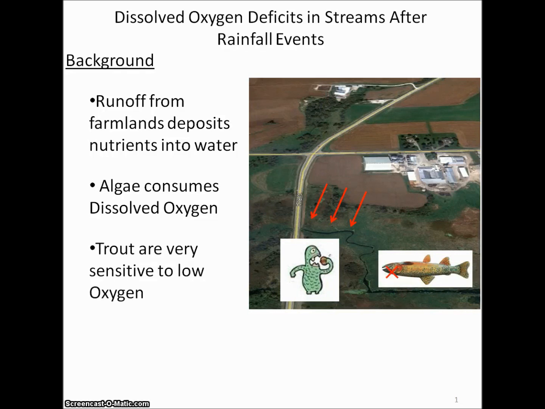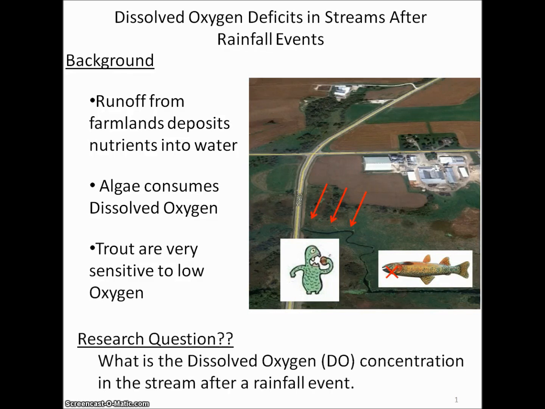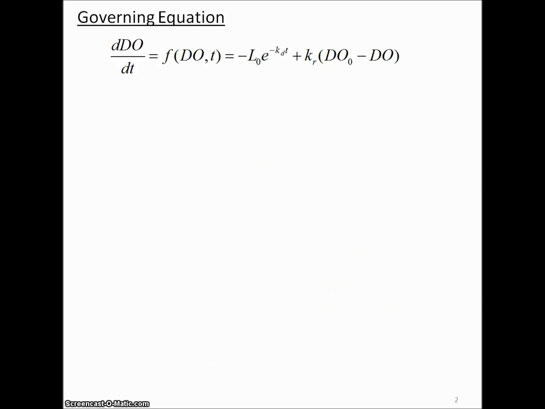Today we would like to look at what the dissolved oxygen concentration time series is in a stream after a rainfall event. The dissolved oxygen time series can be modeled as a first-order differential equation, which is a function of t, time, and DO, dissolved oxygen.